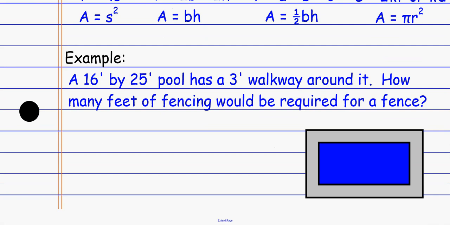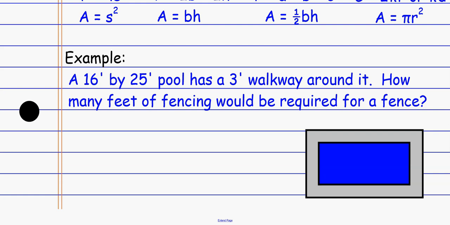For example, if I look at something like this guy, we have a 16-foot by 25-foot pool, and that little symbol there, if you use that symbol, that means a foot. If you use a quotation mark, it means an inch. So if you're not familiar with those type of measurements, that means foot. So a 16-foot by 25-foot pool has a 3-foot walkway around it. How many feet of fencing would be required for a fence?